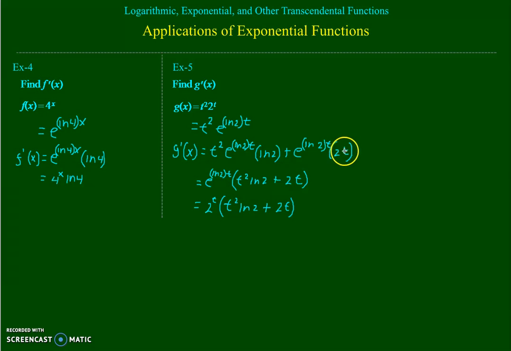which is 2t. Now if you'll notice, we have e to the ln of 2 times t in both of these terms. So I'm going to factor that out. So I'm pulling out an e to the ln of 2 times t from both of these. What we're left with in the first place is t squared times ln of 2 plus 2t. That's factoring out this term and this term. Then we can convert this outer term back to our base of 2 exponential and leave this the same, and this is our final value.